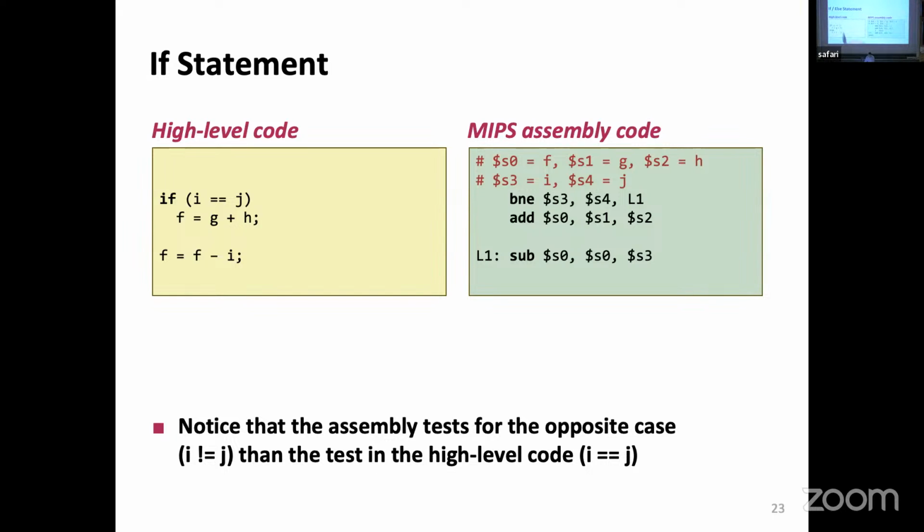Okay, so what we are trying to do is compare I to J. And if you look up here, I is S3 and J is S4. So these two go in here. And we are trying to see, are these two equal? We are going to branch if not equal. Now, this is funny. This is the reverse, actually. If they are not equal, I'm going to go to L1.